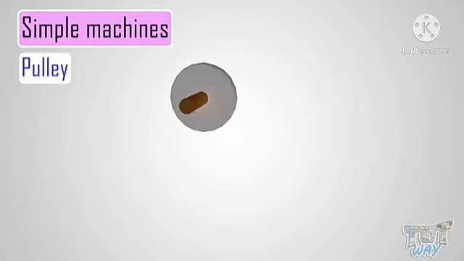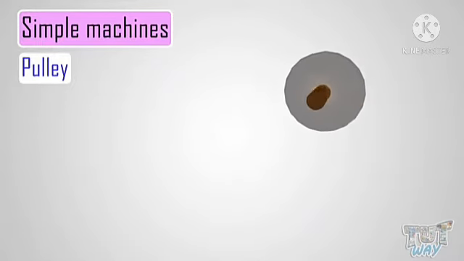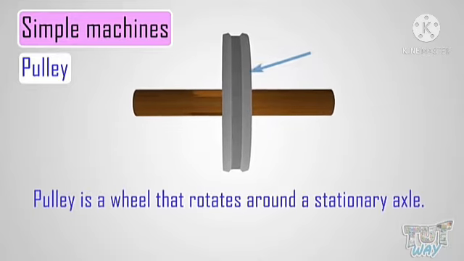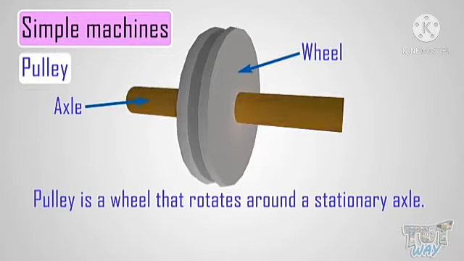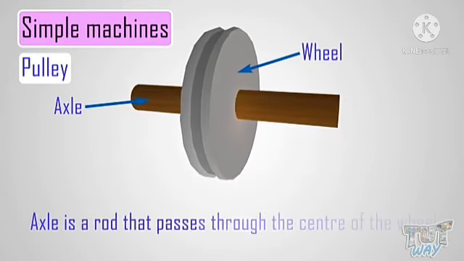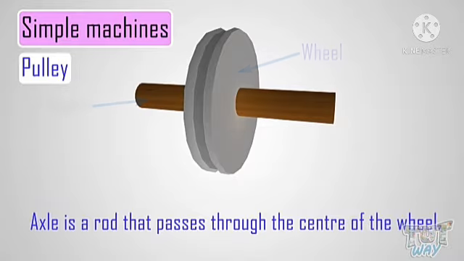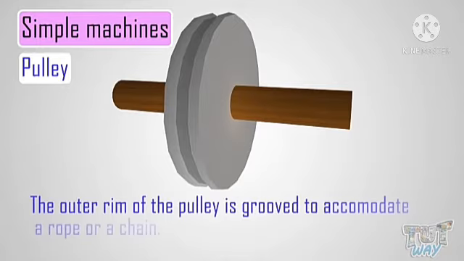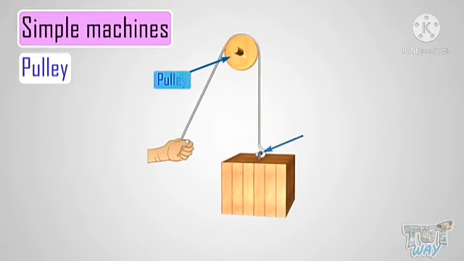Next category of simple machine is the pulley. So this is a pulley. So what is a pulley? A pulley is a wheel that rotates around a stationary axle. So you see the wheel and the axle. An axle is a rod that passes through the center of the wheel. So you can see, the outer rim of the pulley is grooved to accommodate a rope or a chain.